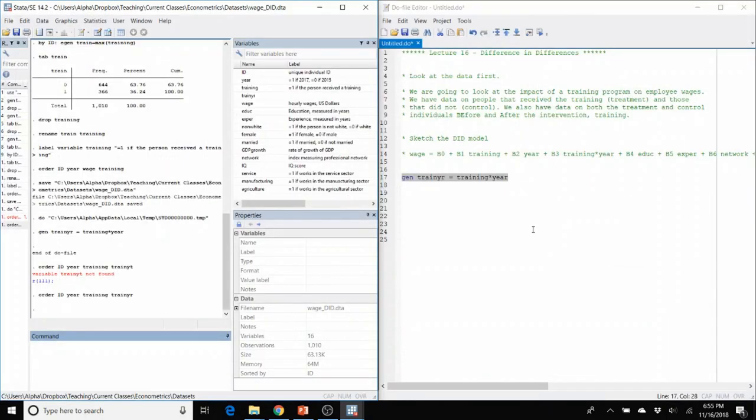Let's run a regression and we'll call it a day. DID regression. Reg wage, train, year, oh, it's training, training year, train year, and then a bunch of other variables: EDUC, experience, and then what else did we say? We said network. All right, so here is our regression model. We'll use robust standard errors.